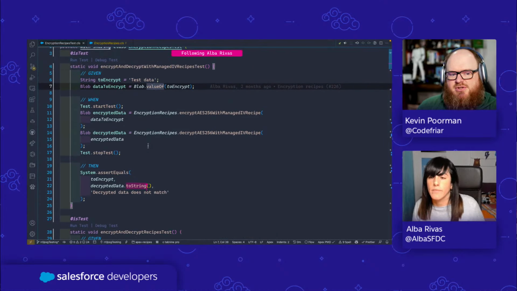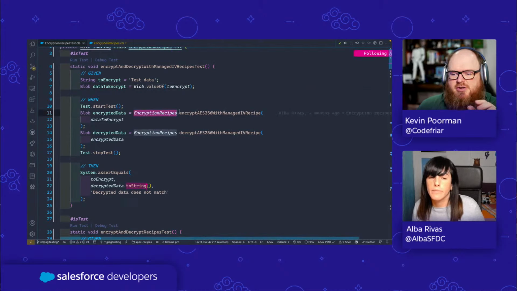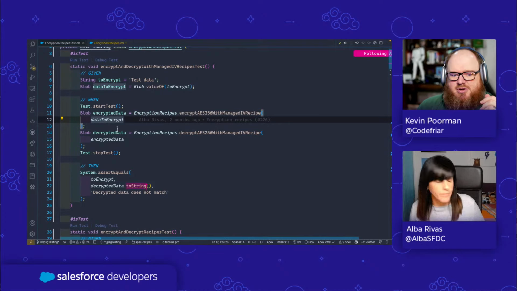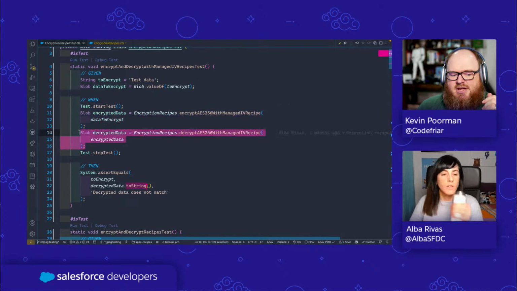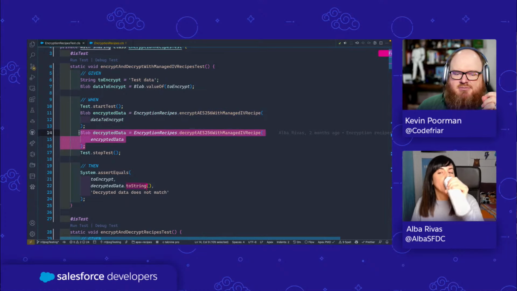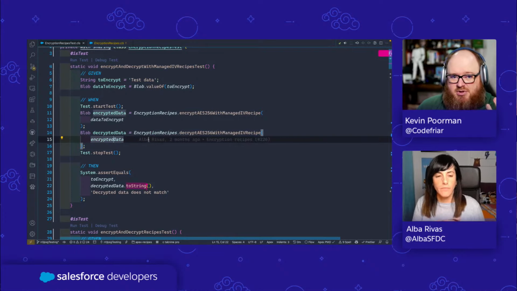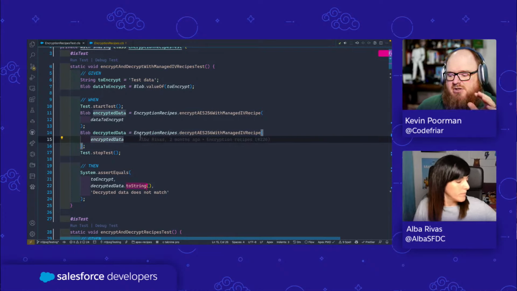And I want to draw your attention to two things here. One, because our encryption recipes generates that AES key every time you initialize that class, that key is only going to be valid for that transaction. So if we were to encrypt this and then throw this at a future or a queueable class, that would fail because the key would be different. All right, so just keep that in mind.